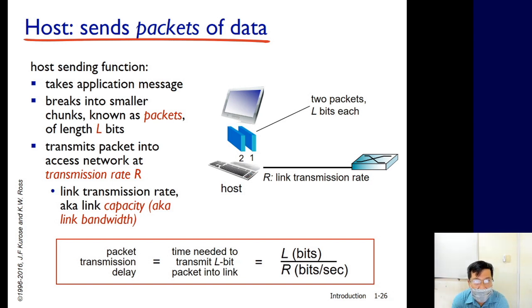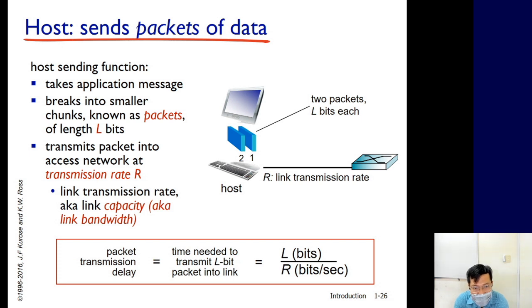Take a closer look at how a host can send a packet of data to another distant host. Firstly, a sending host takes an application message, here called data from a network application. It breaks it into smaller packets, each of length L bits. The sending host transmits this packet into the access network at a transmission rate R, and the link transmission rate is the capacity or bandwidth dedicated to this connection.